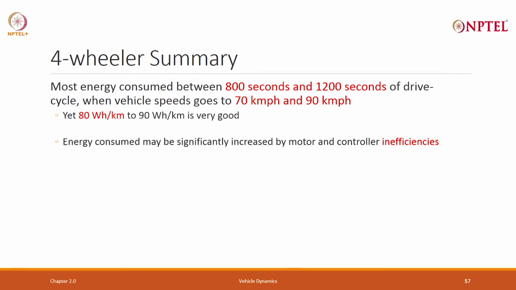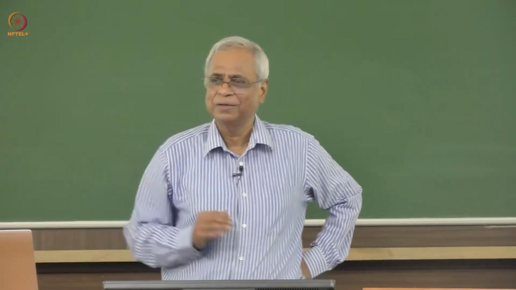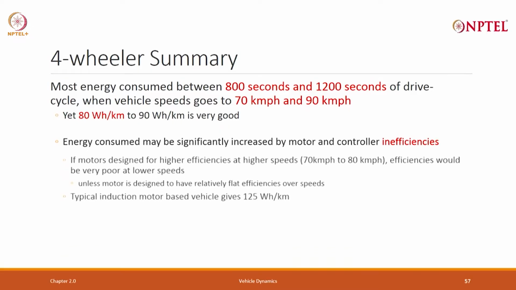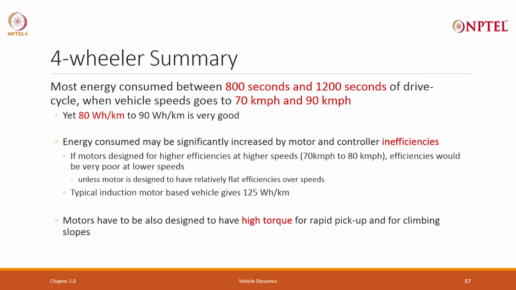Yet 80 watt-hour per kilometer to 90 watt-hour per kilometer, even with an inefficiency, if I can get 100 watt-hour per kilometer, it is actually good. As I pointed out, motor inefficiencies we have to take into account. If motors are designed for higher efficiency at higher speeds, at lower speed it may not have a good efficiency, and it will hurt you a lot. That is what actually is happening, and a typical induction motor based vehicle is giving you 125 watt-hour per kilometer because of that. So, how important it is for you to design a good vehicle.